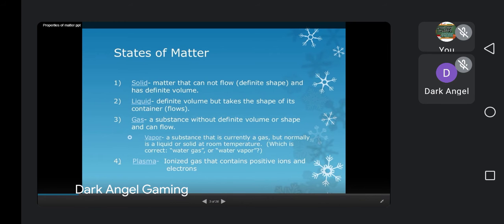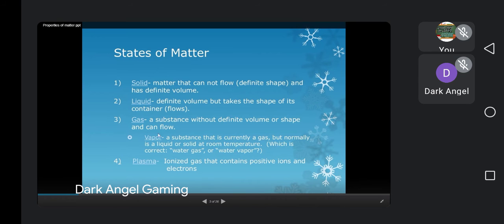So, states of matter. Number 1, solid. Matter that cannot flow, has definite shape and has definite volume. Number 2, liquid. Definite volume but takes the shape of its container, or it flows. Gas, a substance without defined volume or shape that can flow.